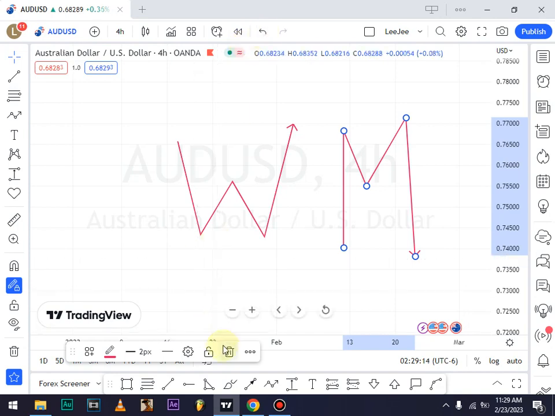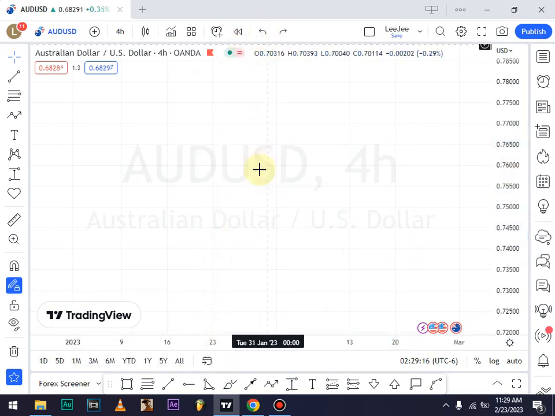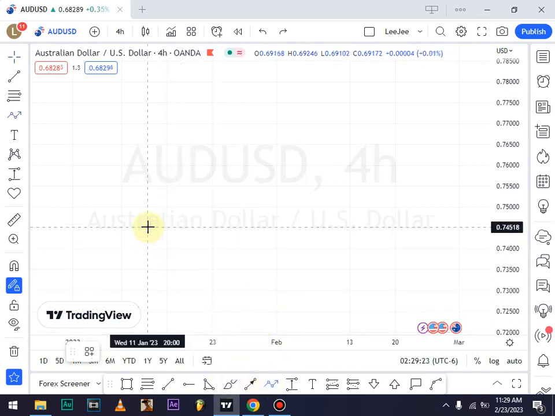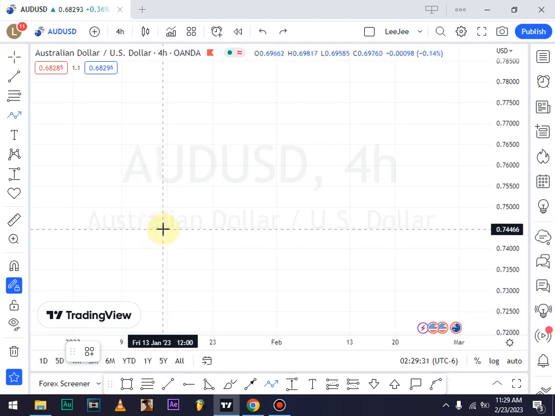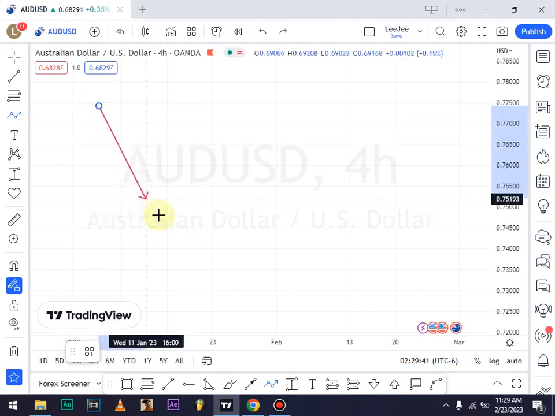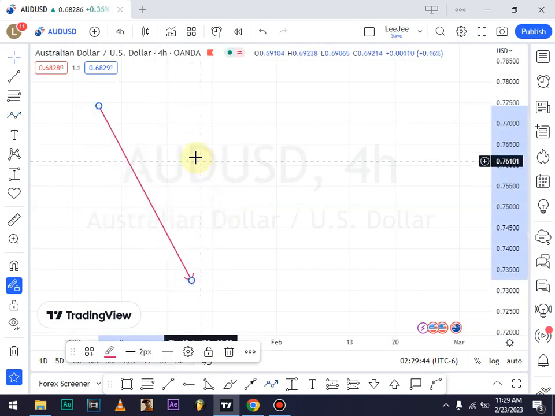Okay, so let me explain this, guys. So the double bottom, like I said, is positioned at relatively the same level while a neckline acts as a resistance. This pattern shows up at the end of a downtrend and signals its reversal. Okay, so let's say the price was moving down. Now this is a downtrend.